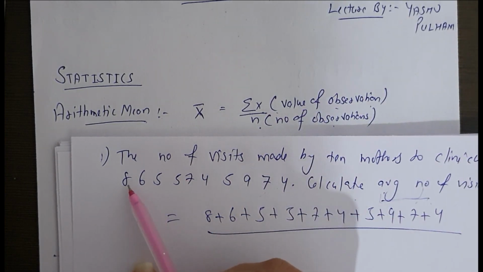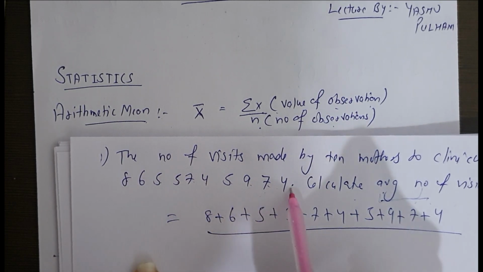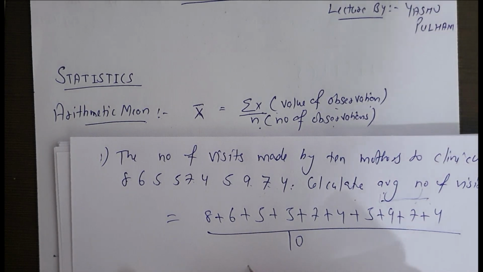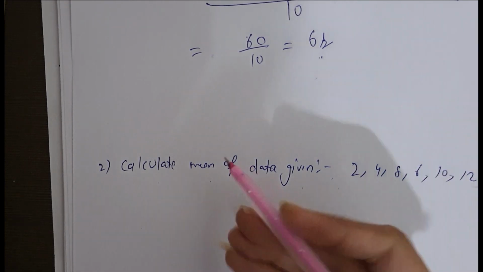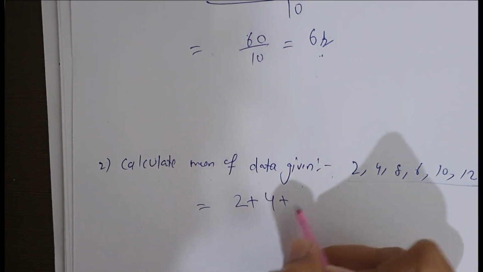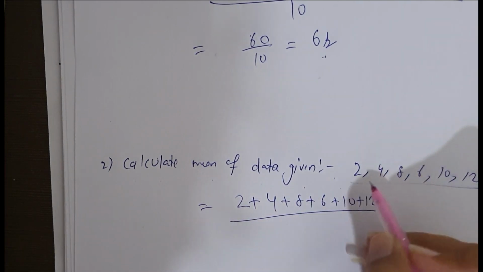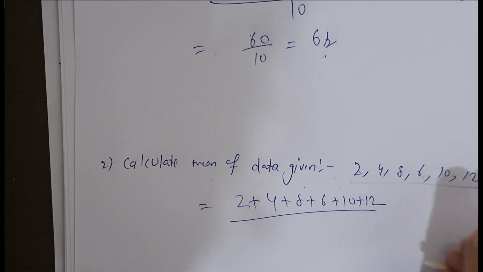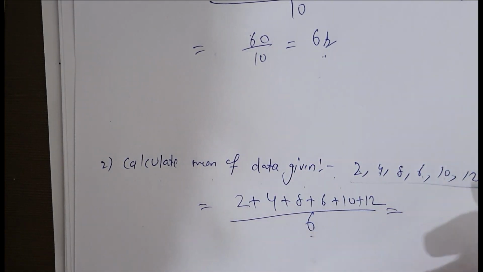Now total number of observations are 1, 2, 3, 4, 5, 6, 7, 8, 9, 10. And the answer came out to be 60/6. This is the mean. Now next question: calculate the mean of the data given. This is the data. Here is the summation of these observations. Total is 1, 2, 3, 4, 5, 6. Now add this and divide by 6 and you will get your answer.